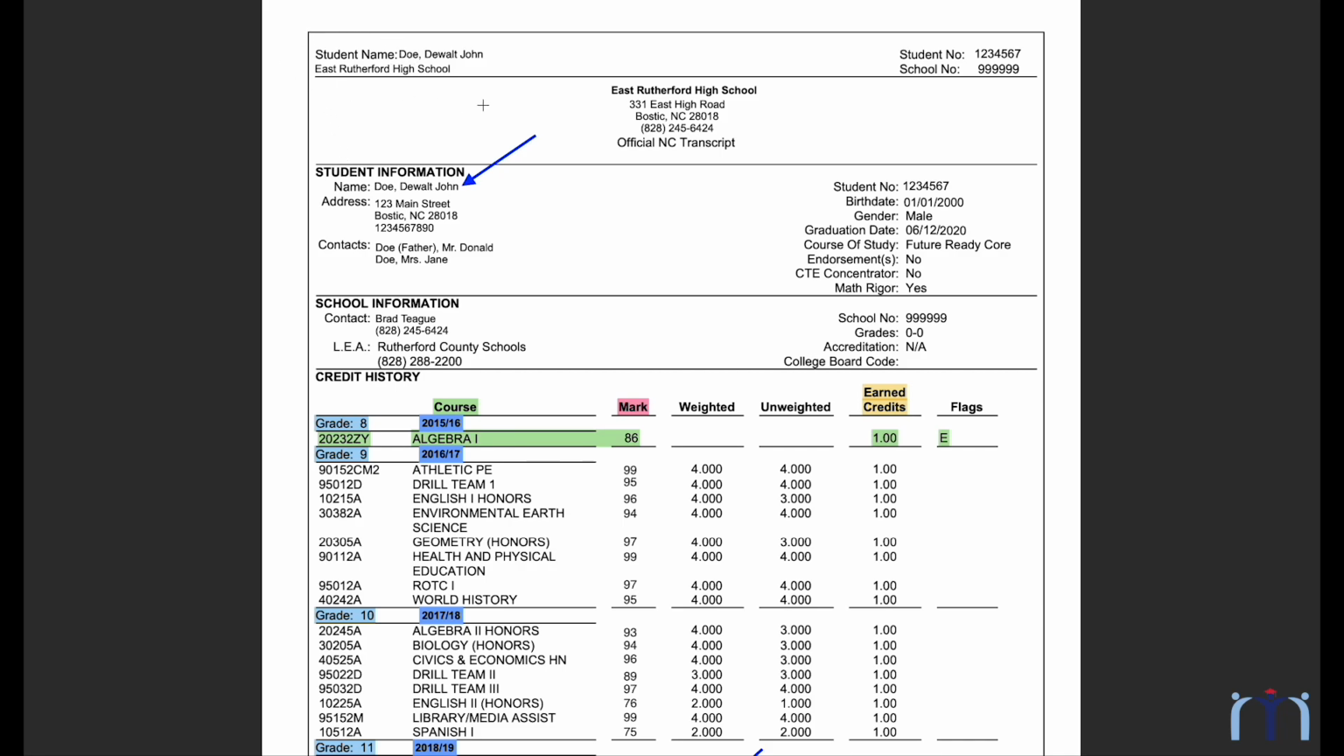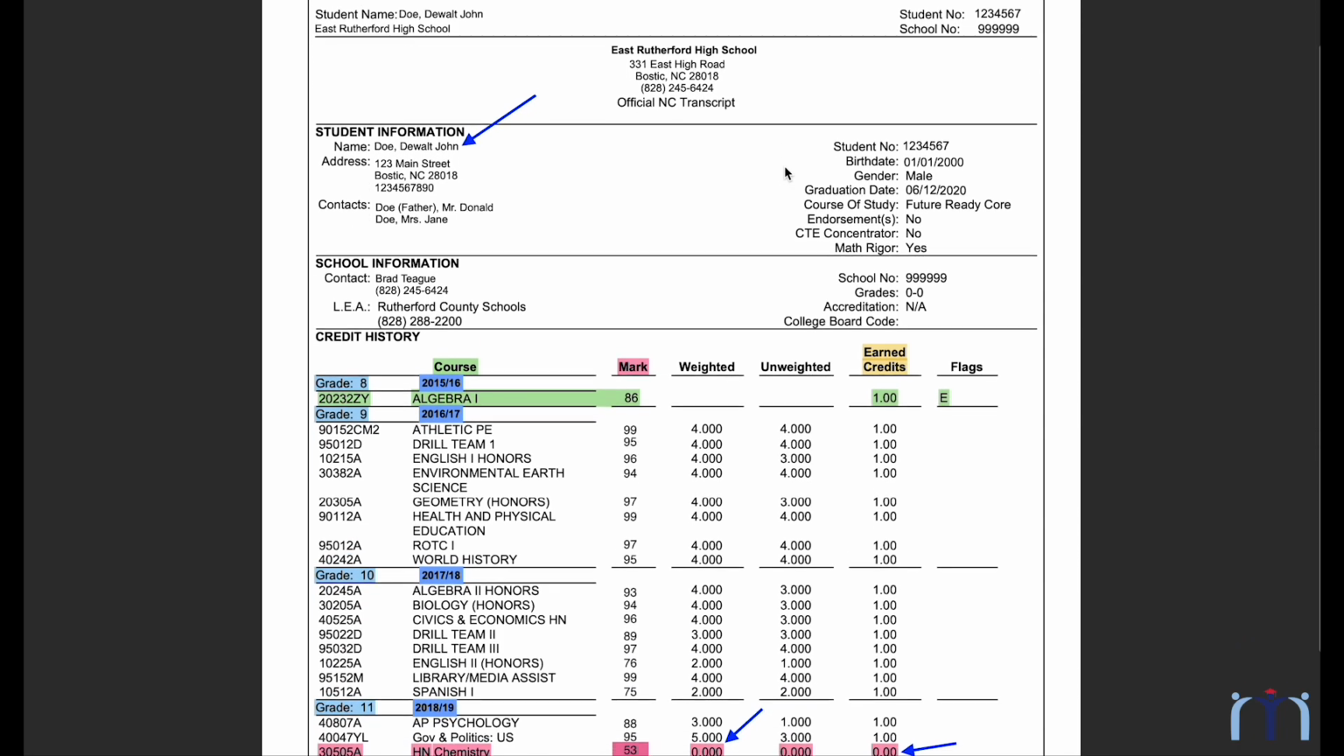The student name here on the top left-hand corner is going to give you their last name, their middle name, and their first name. It will also give you their high school, which is also printed in bold in the center of the transcript, and their student number in the top right-hand corner.